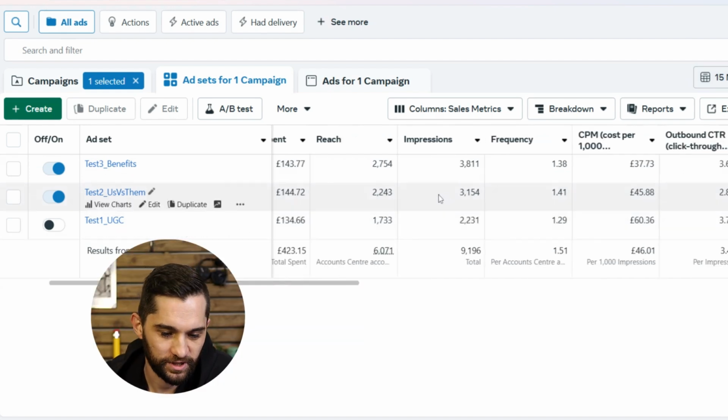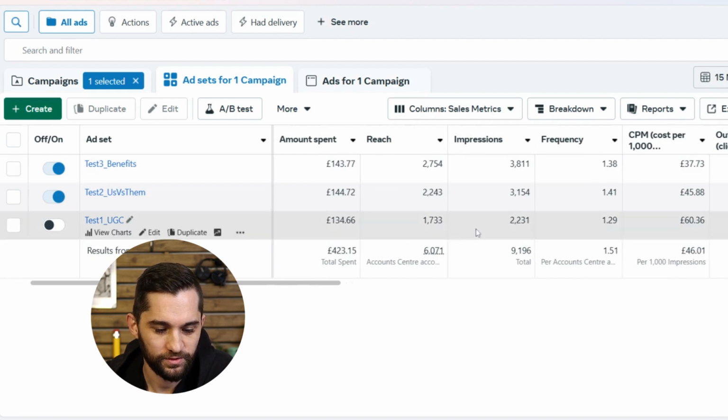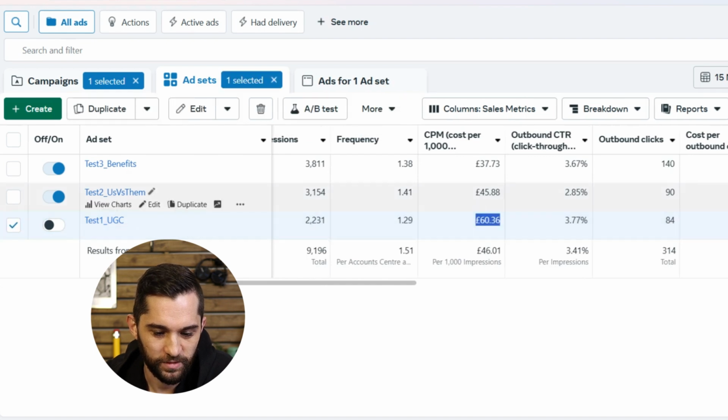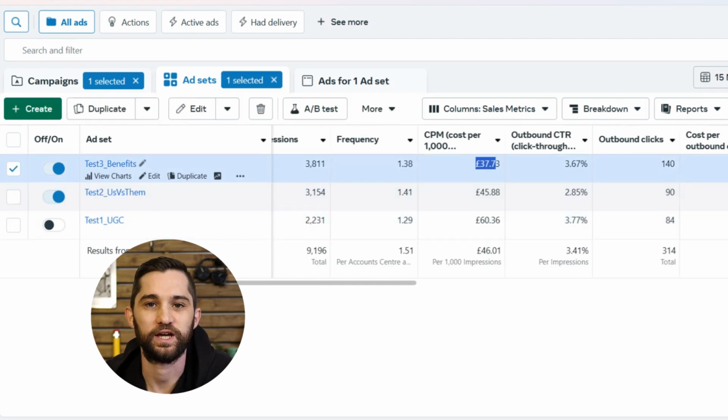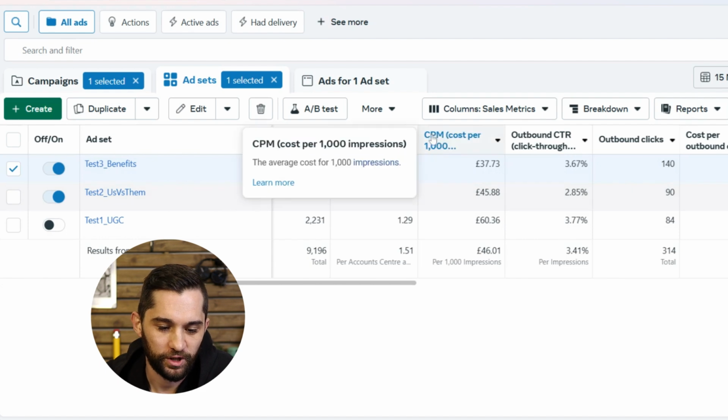So looking at the data in this account, you can see that we spent £423 on this initial 3-tiered test. And the first thing that you can notice is that the CPM is absolutely insane. So this is completely unworkable for this brand. If this CPM doesn't come down, there's no way they can ever be profitable with Meta ads. So quick note on what the CPM is, that is how much it costs you per 1,000 impressions.